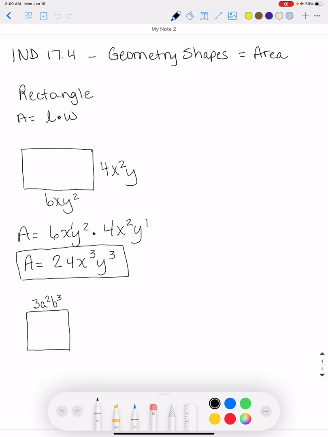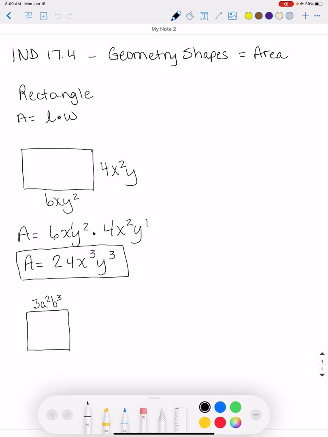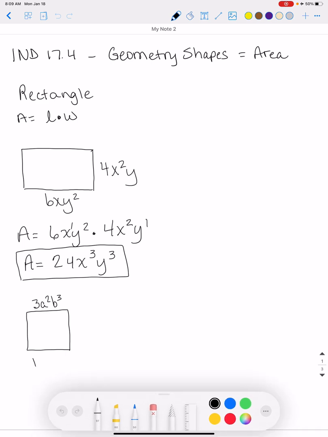You know for area, you need length times width, all right? And so we only know one side length, but what do we know about a square? We know about a square is that every side is the exact same. So if I know one side, I know length, that means I also know width. So I can either write it or I can just know it, but it's 3a squared b cubed. Okay? Now you can do this one of two ways. You can do length times width, right? That's fine. You can write it out twice.